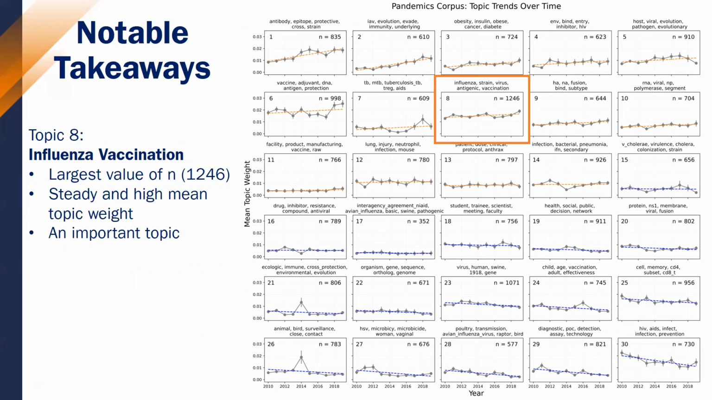A few notable takeaways from this case study. We'll start here with topic 8, which is about influenza vaccination. This has the largest value of N for all of the topics in the corpus, and it's actually the largest amount by far. So this topic comes up in more than half of the documents in the pandemics corpus. And it has a steady and high mean topic weight. So this would lead us to conclude that this is a really important topic in the area of pandemics that shows up in our data.